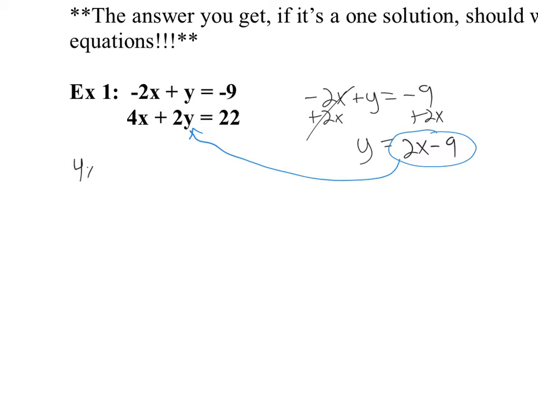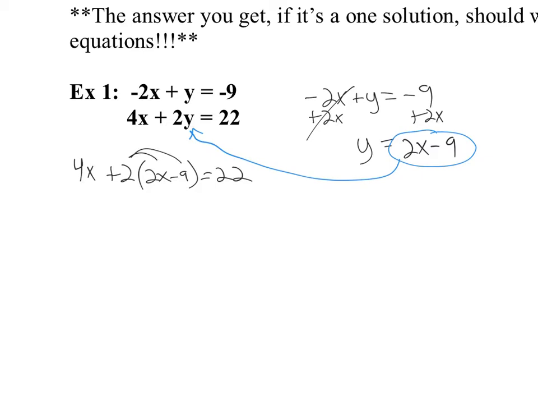So rewriting out the second equation, we get 4x plus 2, and here instead of y, we're going to plug in the expression 2x minus 9, and the rest of the equation is equals 22. So we've just plugged in the 2x minus 9 in place of y in the second equation, and now we have an equation that, as we noticed, just has x variables, right?